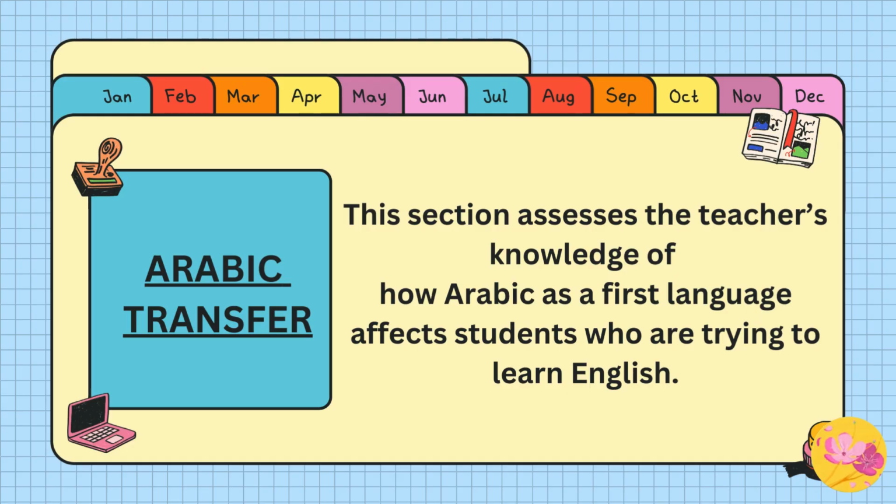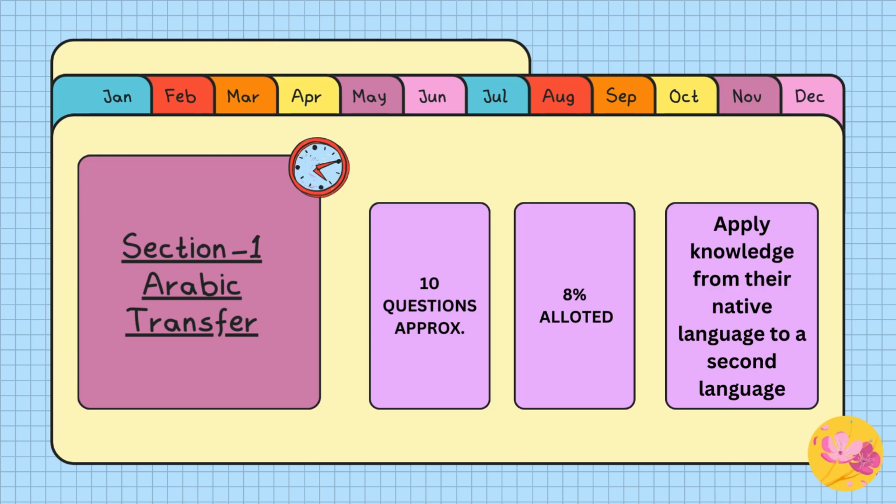So what is Arabic transfer? It is the section where the exam assesses the teacher's knowledge of how Arabic as a first language will affect students who are trying to learn English. For these students, Arabic is the first language and they are learning English. So they need to transfer the knowledge they have in Arabic into English when they speak, write, and read English. As I told you earlier, there will be approximately 10 questions, and 8% of the test is allotted for this section.